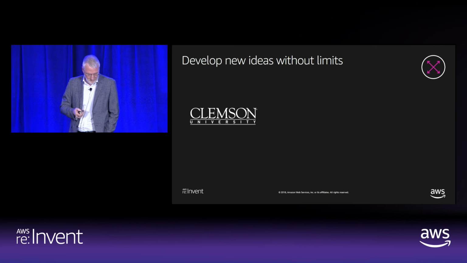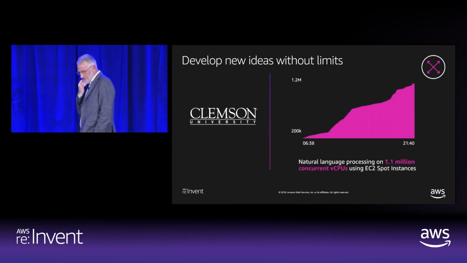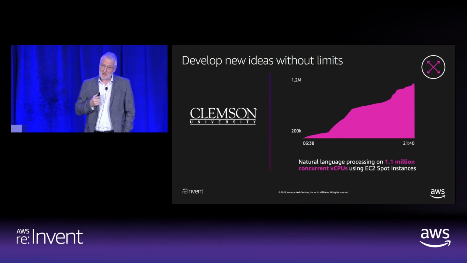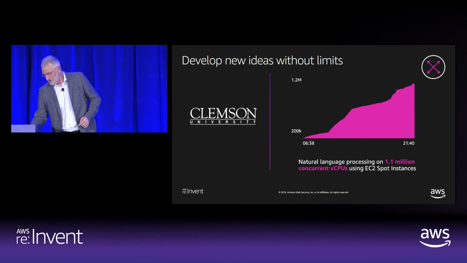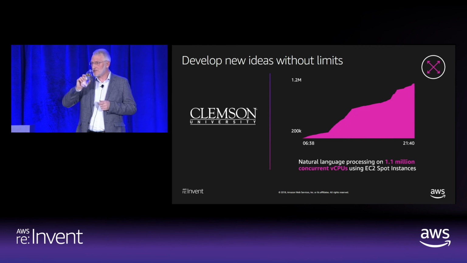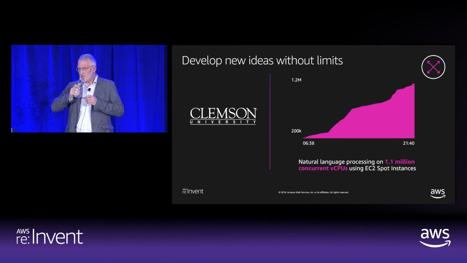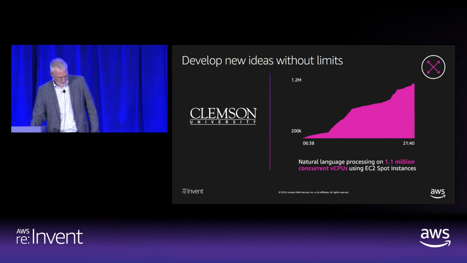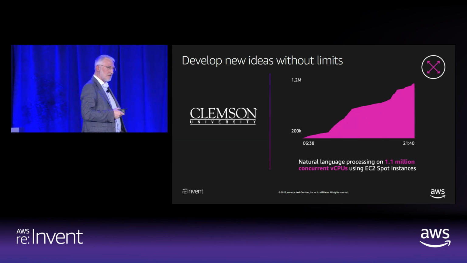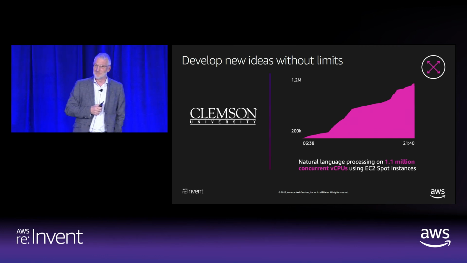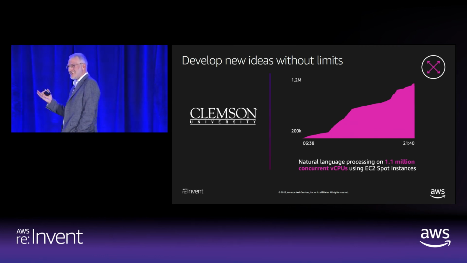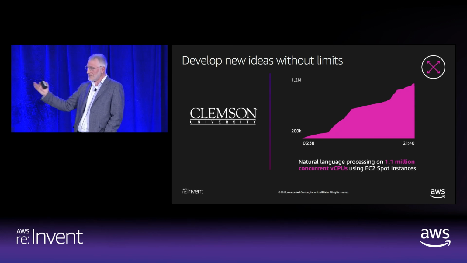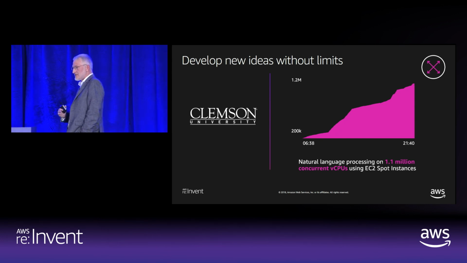Clemson University. They had a requirement to do research in topic mapping, which is a component of natural language processing research. And they were able to spin up, in a matter of a couple of hours, 1.1 million concurrent virtual CPUs. Again, the scale of what you can do and how you can scale things out quickly and then turn it back down when you're done is staggering.